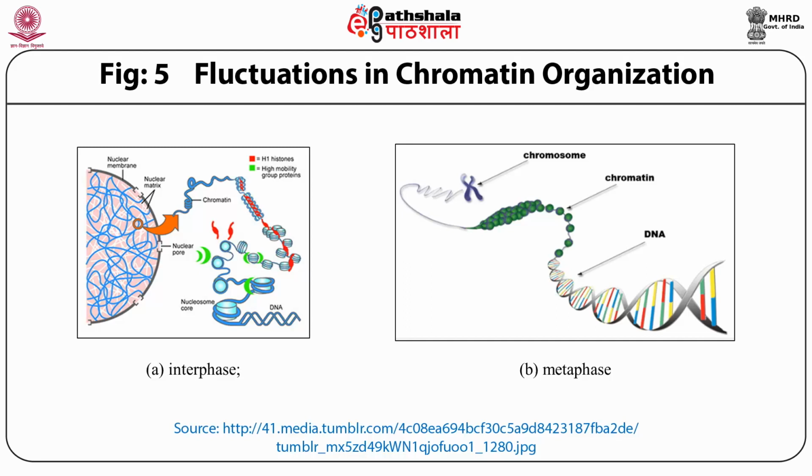Five types of histone proteins associated with the chromatin are H1, H2A, H2B, H3 and H4. Changes in the chromatin organization help in the process of replication and transcription. During the process of replication, histones leave the DNA only transiently, whereas they stay with the DNA during transcription.